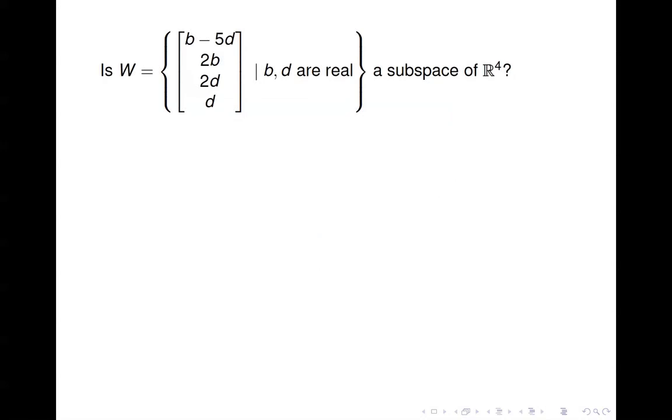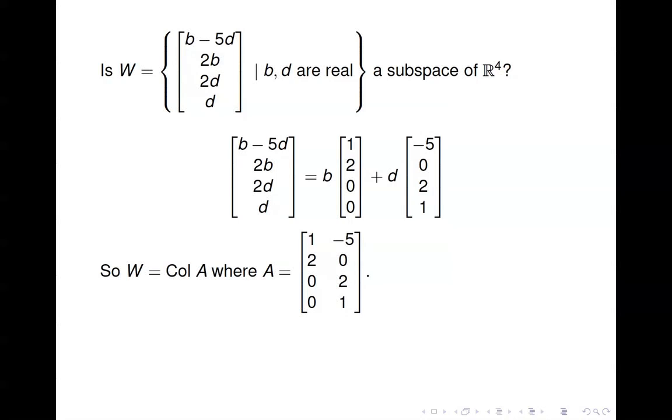Alright, let's look at this example. Here's a set W, and we're asked, is it a subspace of R4? So we can write any generic element of W as a linear combination of these two vectors. So we write it in parametric vector form. And so we can say that W is equal to the column space of this matrix, just taking these two vectors and sticking them in the columns of a matrix. The column space of this matrix is all linear combinations of these columns, which is exactly W. So that means that W is a subspace.